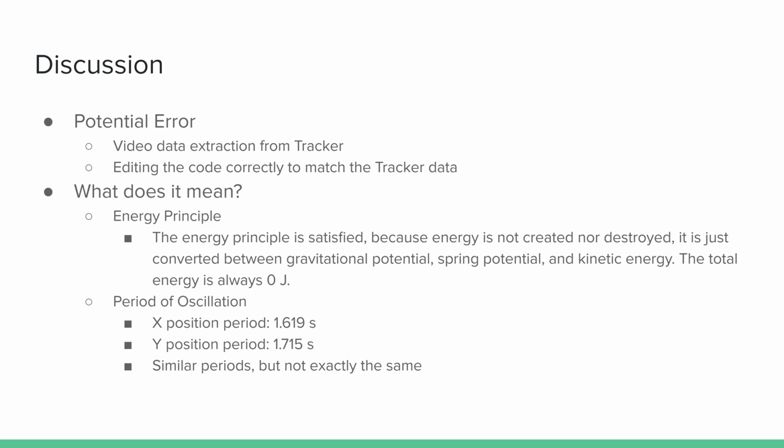As for the period of oscillation, I calculated this by looking at two peaks in the X position and the Y position, and then calculating the time between the two. They're similar, but not exactly the same because they're on a spring. So there's a difference between the period of an X position oscillation and the spring moving up and down.